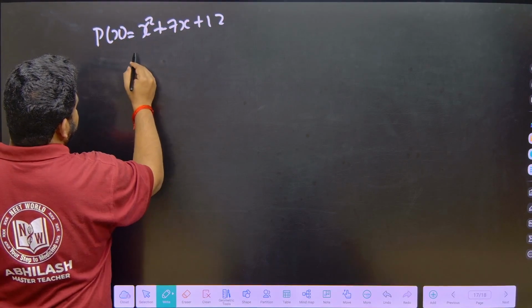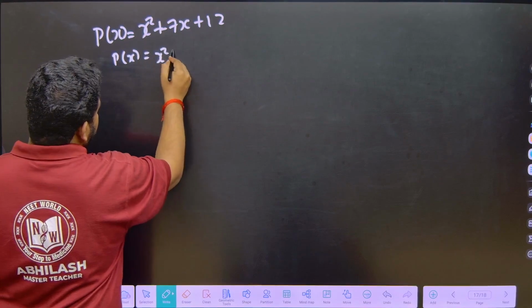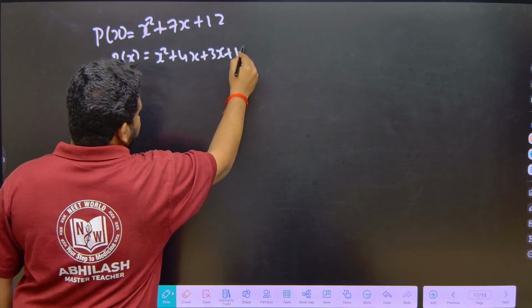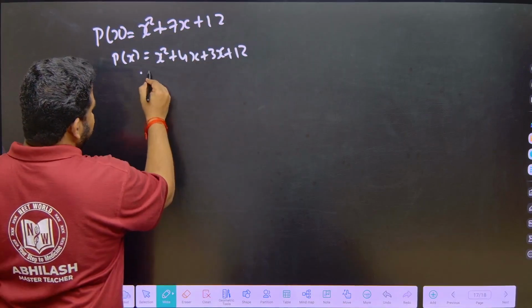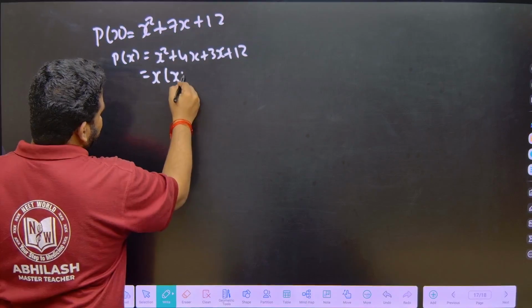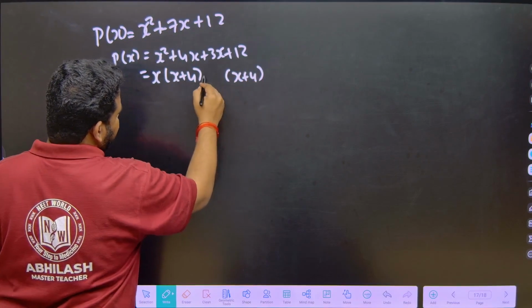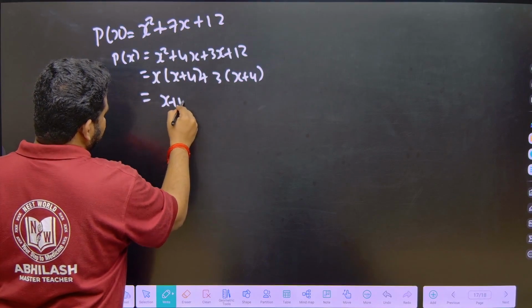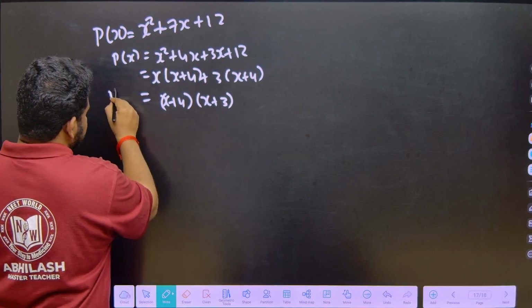So, P of x can be written as x square plus 4x plus 3x plus 12. That is splitting the middle term, what you do in a quadratic equation. If I take x common here, x into x plus 4, and here also it will be x plus 4 inside, then take 3 common, 3 into x plus 4. This becomes x plus 4 into x plus 3. This is P of x.